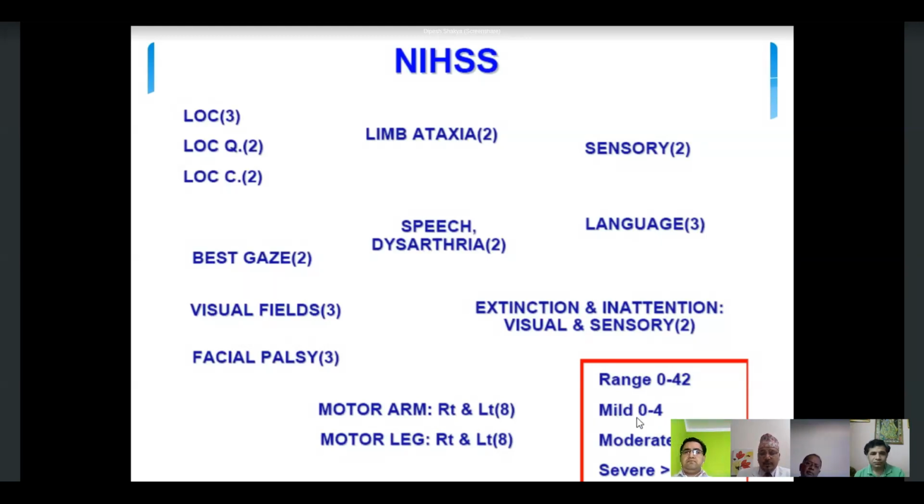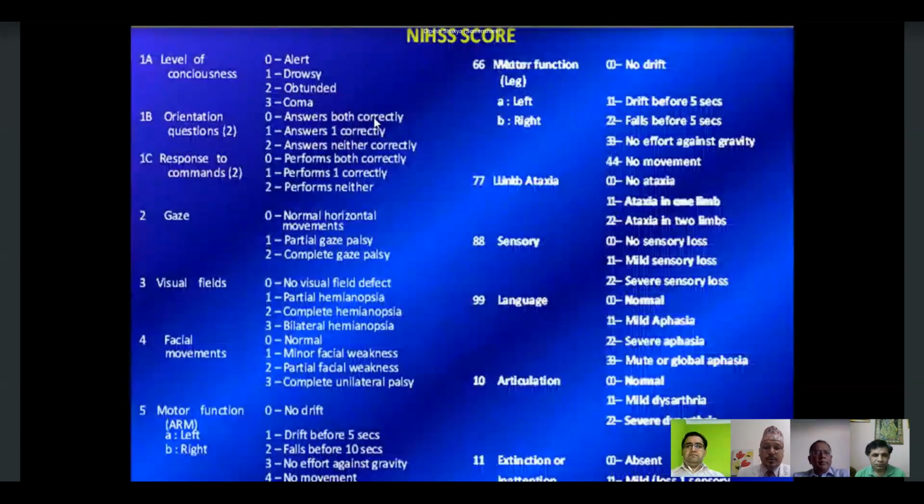If it's between 0 to 4, we call it mild. If it is between 5 to 15, we call it moderate. If it's more than 15, then we call it a severe stroke. So this is a start which we can carry out with our stroke protocol, and we can have this in a mobile app as well.